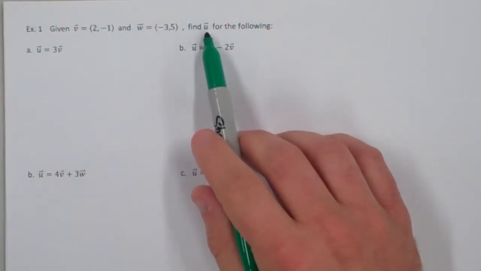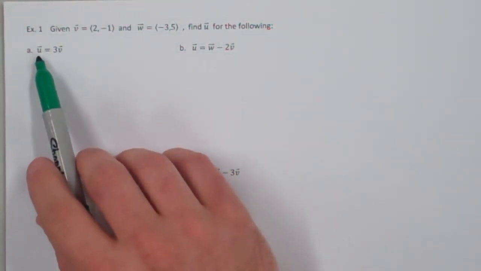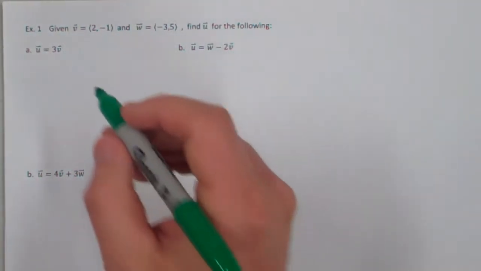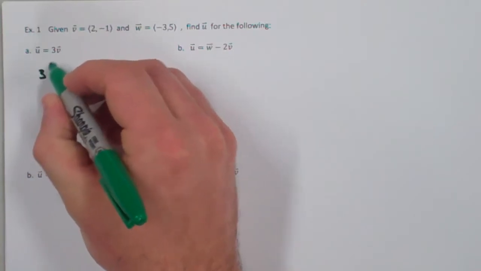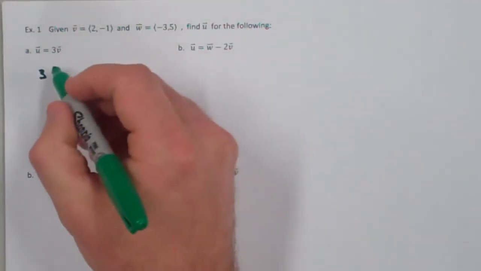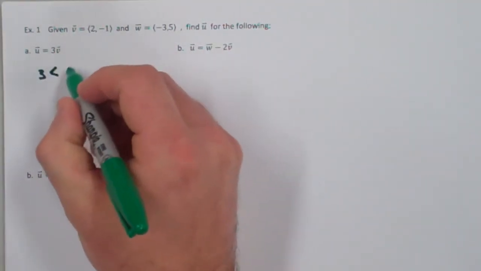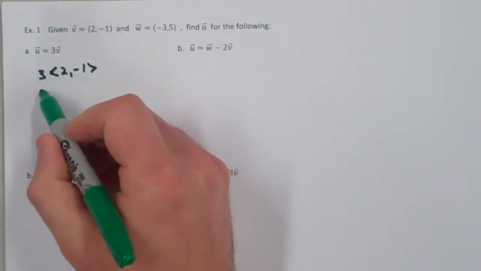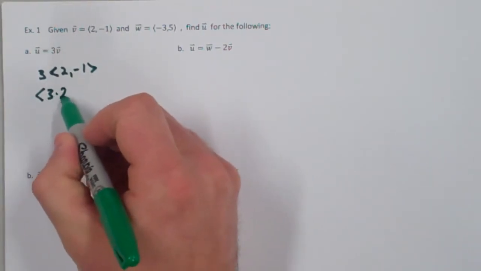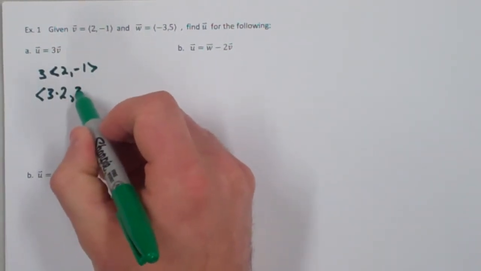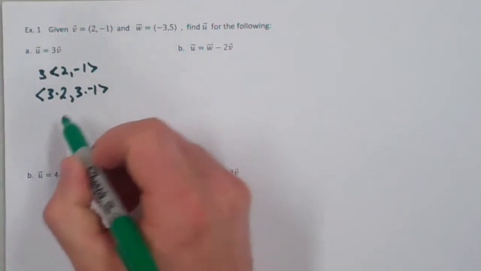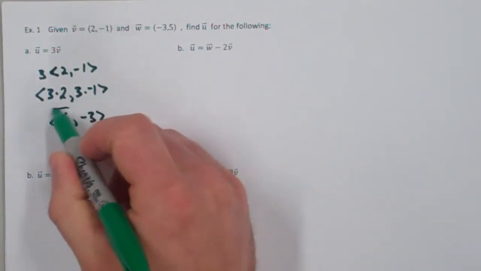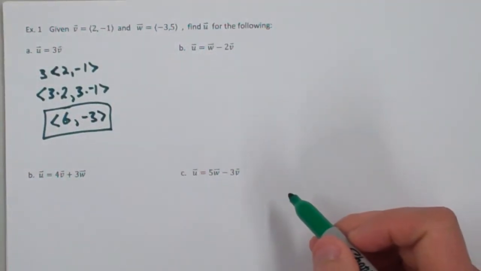And we're going to find this vector u. So vector u is defined here as being a bunch of different operations. This one's a scalar multiplication one, and we're just simply going to write down whatever vector v is here, and it's 2, -1. So remember that we're just going to take that scalar and multiply it by each component on the inside. And so this is going to be 6, -3. And there's your final solution.